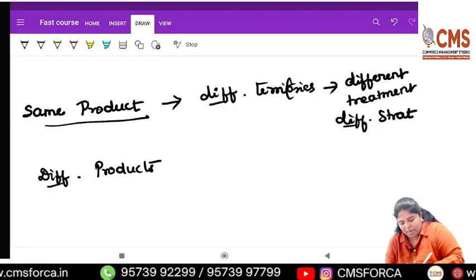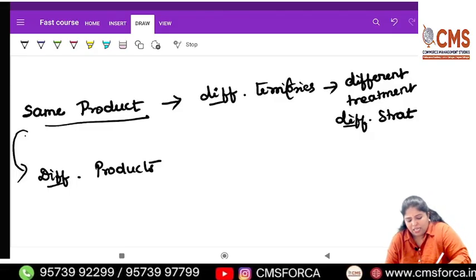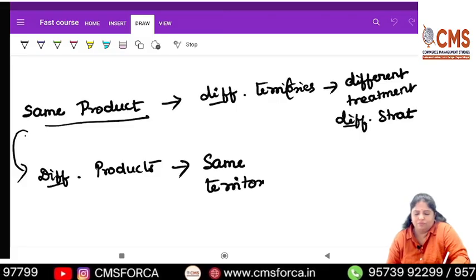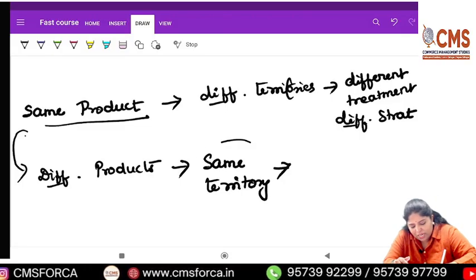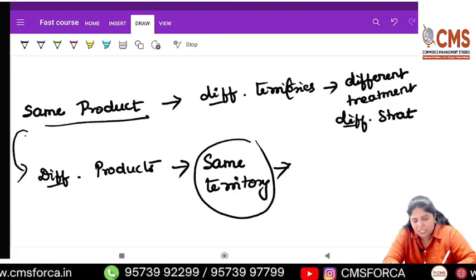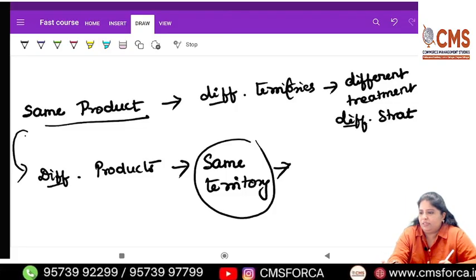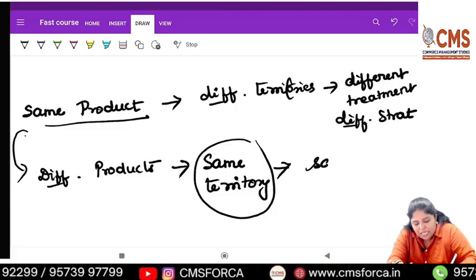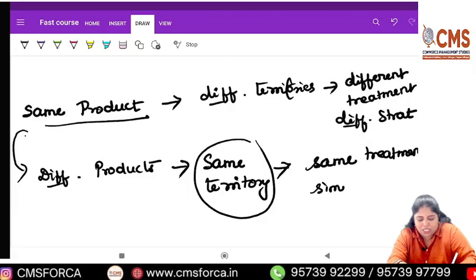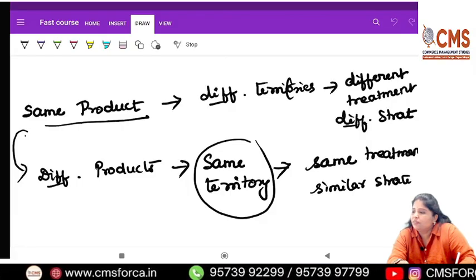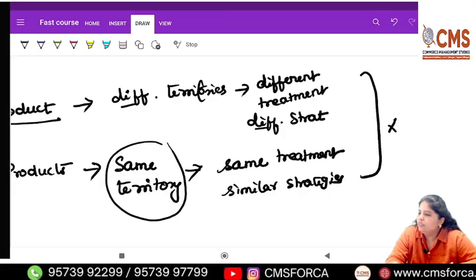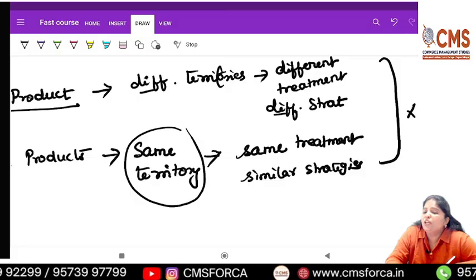On the other hand, if you talk about different products, let's say different products in the same territory. Because all these different products are in the same territory, in territorial grouping, they receive the same treatment and similar strategies are implemented. Do you think it's correct? Both treatments are wrong, right? Yes. That's the drawback we have in territorial grouping.